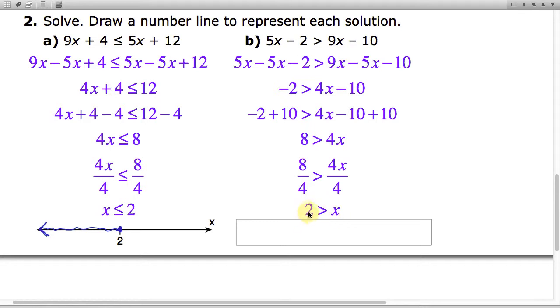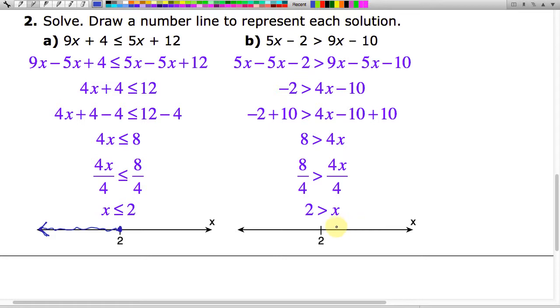So be careful when the variable is on the other side of the inequality that you're reading it properly. X less than 2 means that, first of all, there's no equal to, so you have an open circle, and x is less than 2, so you are shading to the left on this one as well. Let's take a look at the next page.